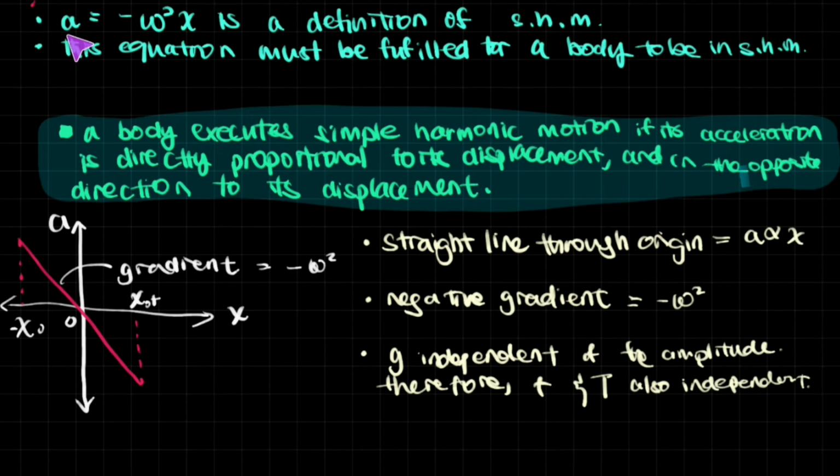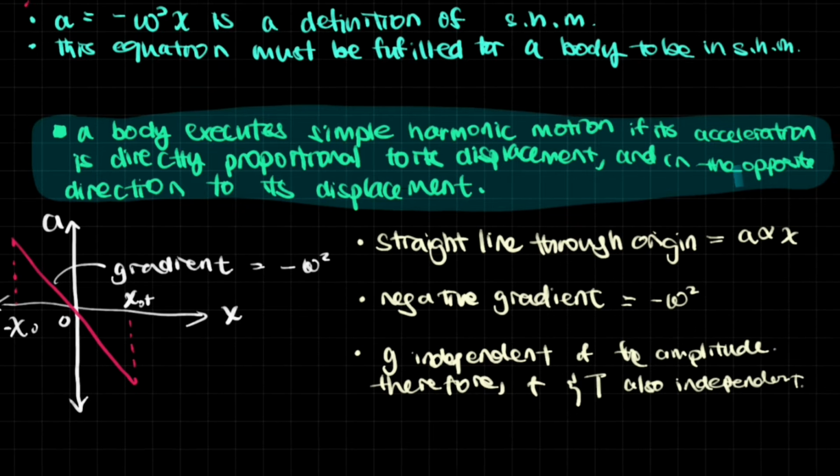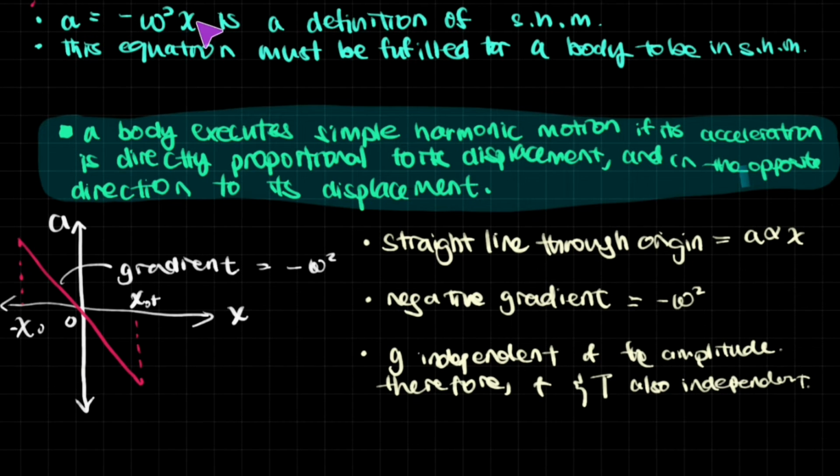So this equation, acceleration equals negative omega squared x, is a definition of simple harmonic motion. This equation must be fulfilled for a body to be in simple harmonic motion. You need a negative sign, you need a and x proportional, and you need a constant of proportionality for a body to be in simple harmonic motion. Let's read this out here. A body executes simple harmonic motion if its acceleration is directly proportional to its displacement, and in the opposite direction to its displacement.